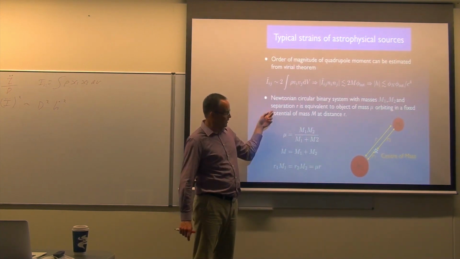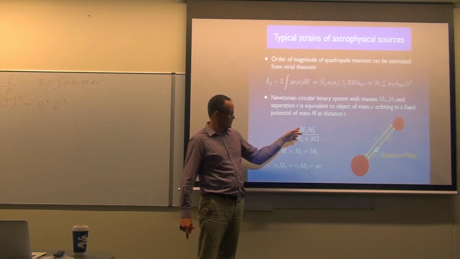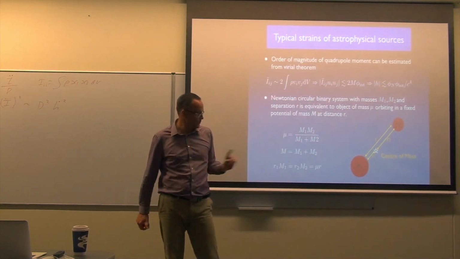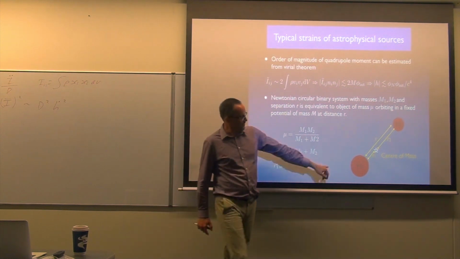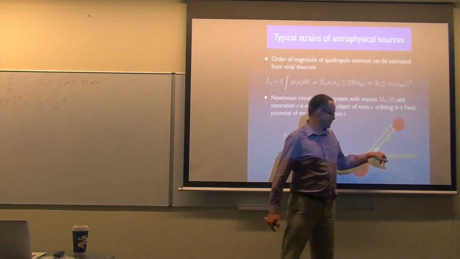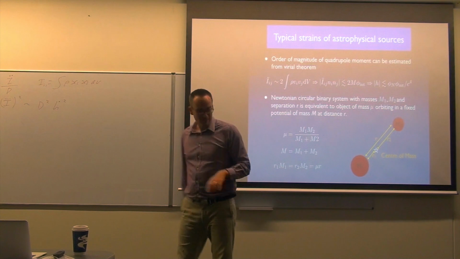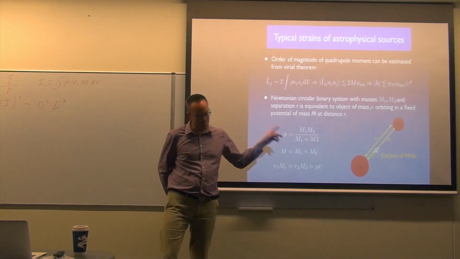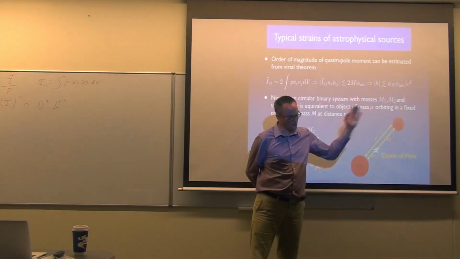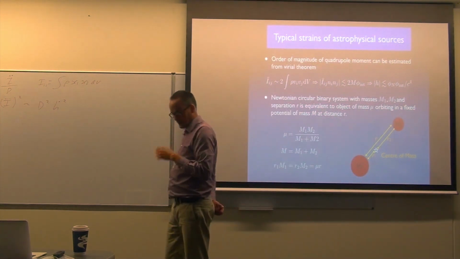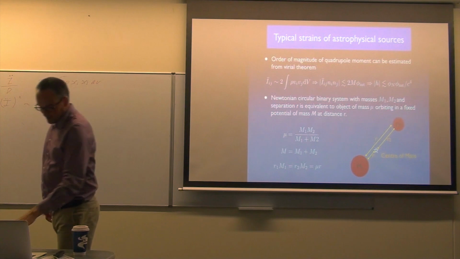Okay, so you have this definition of the reduced mass, which is m1 m2 over m1 plus m2, and the distance of the two objects from the centre of mass is obviously given by R1 M1 is equal to R2 M2, so the heavier object is closer to the centre of mass than the lighter one.